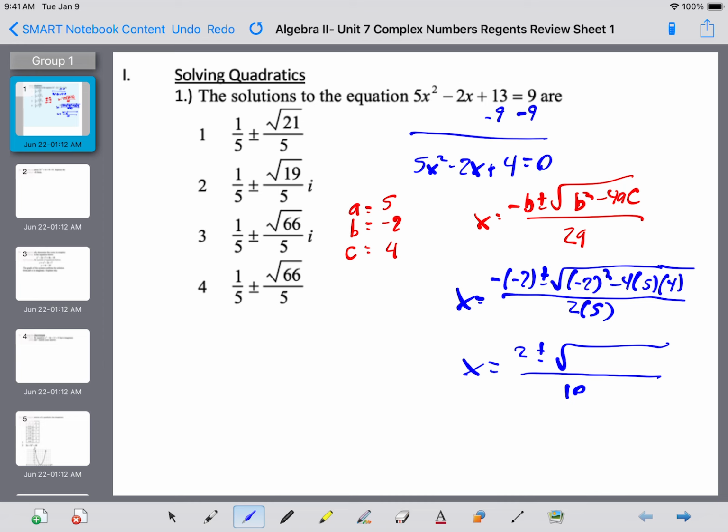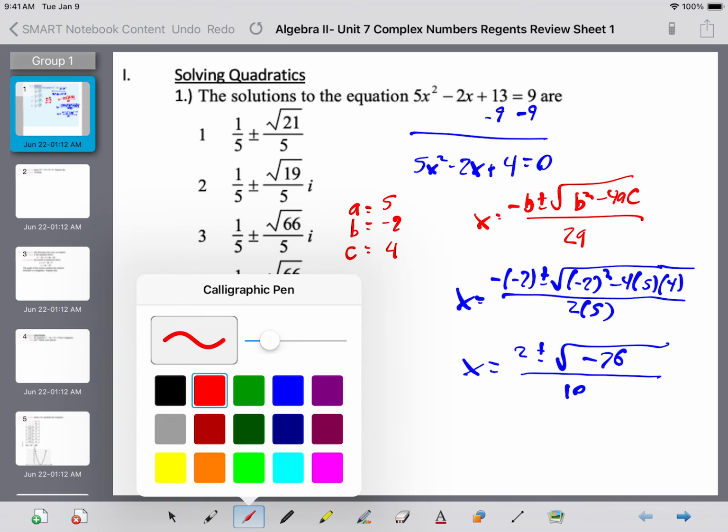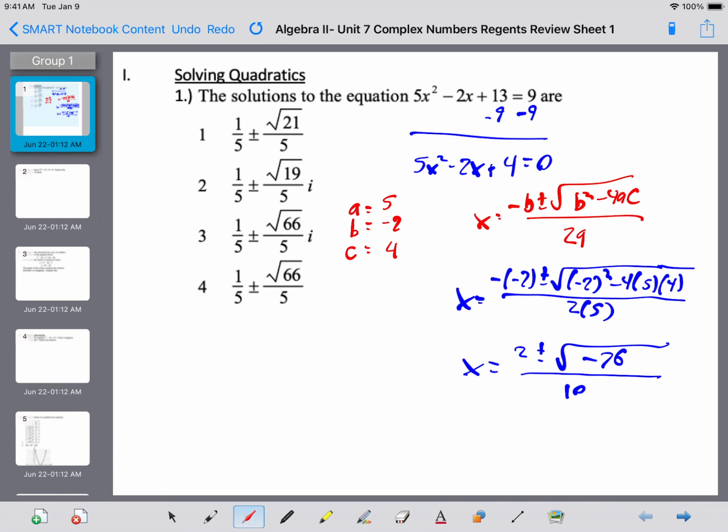2 squared minus 4 times 5 times 4 is negative 76. So when we have a negative, we can pull out that radical negative 1 and make it i. So that would be the same as saying... but that doesn't match any of our answers, so we're probably going to have to simplify the radical.